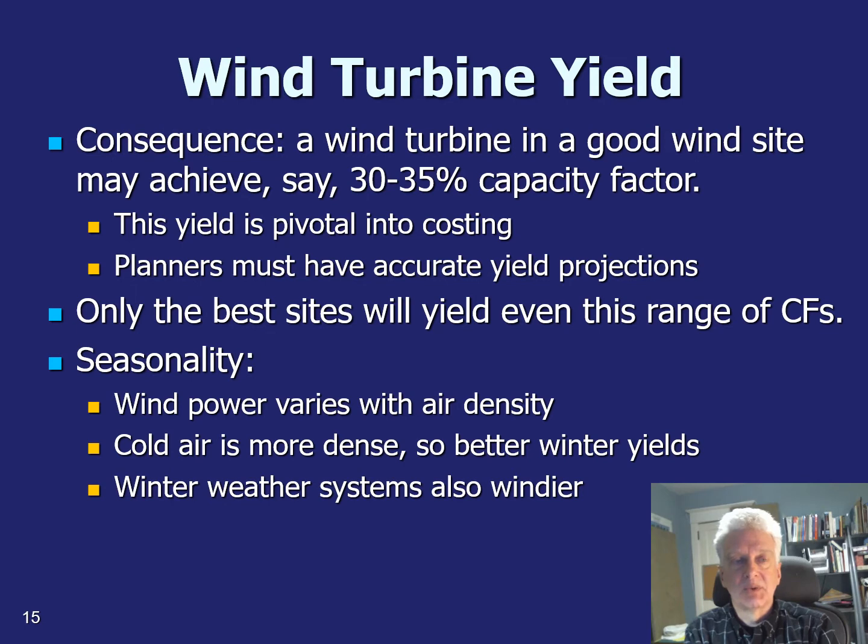Wind power varies with air density. Cold air is more dense, so in the winter you get better yields typically from wind turbines. That means, in addition, winter weather tends to have windier weather systems, so you'll have more output in the winter.